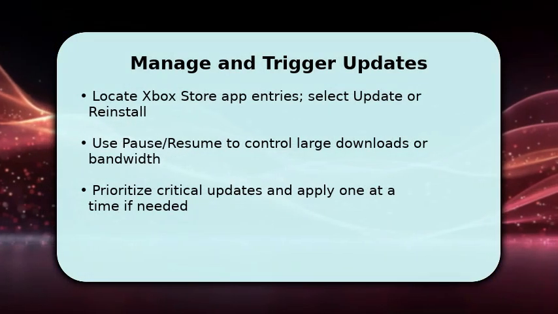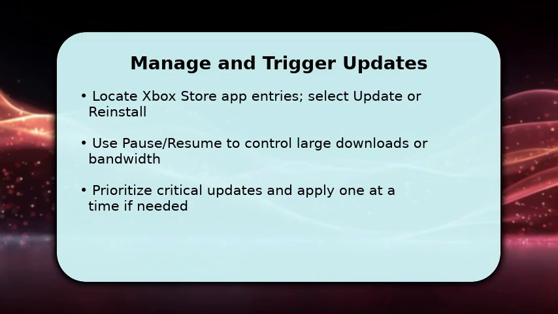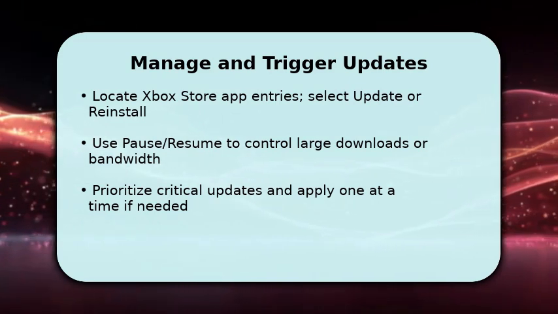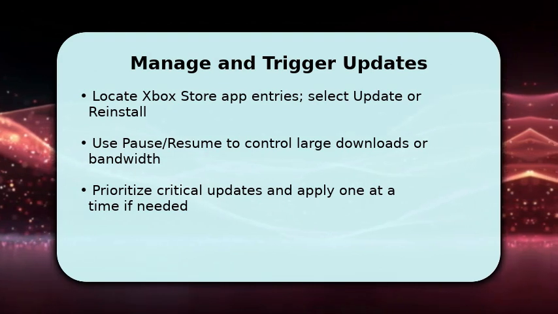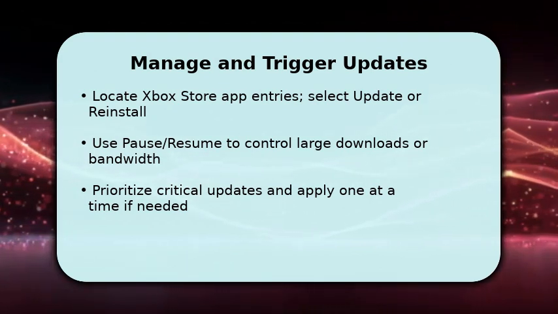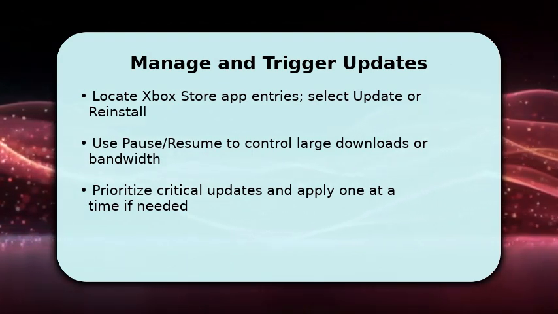You now manage the update list. Find the Xbox Store entry or related app bundles and choose Update or Reinstall to force the latest files. Because downloads can be large, use pause and resume to schedule them around peak network use.